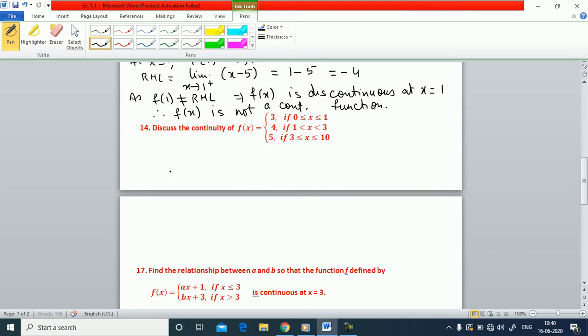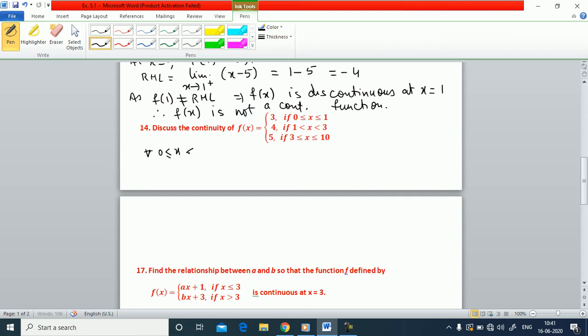Okay. Now see another one. This also talks about discussing the continuity of f(x). You can see f(x) is defined as a constant function in various intervals. If I talk about these intervals, there are some endpoints also. For all x greater than or equal to 0, let us include 0, because on the right of 0 the function is 3 and at 0 also the function is 3.